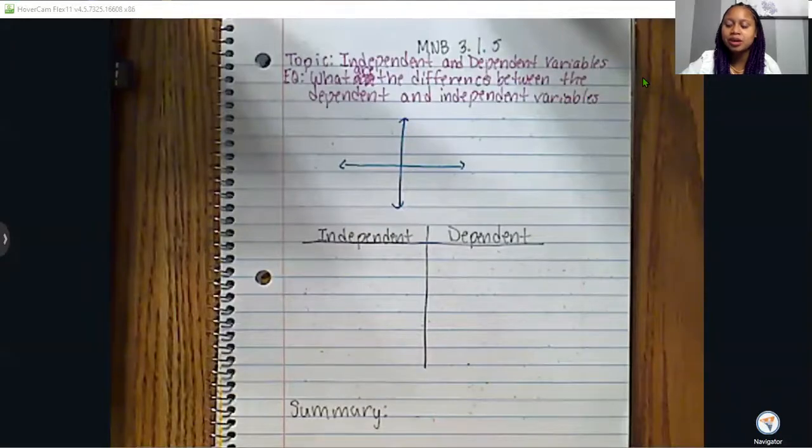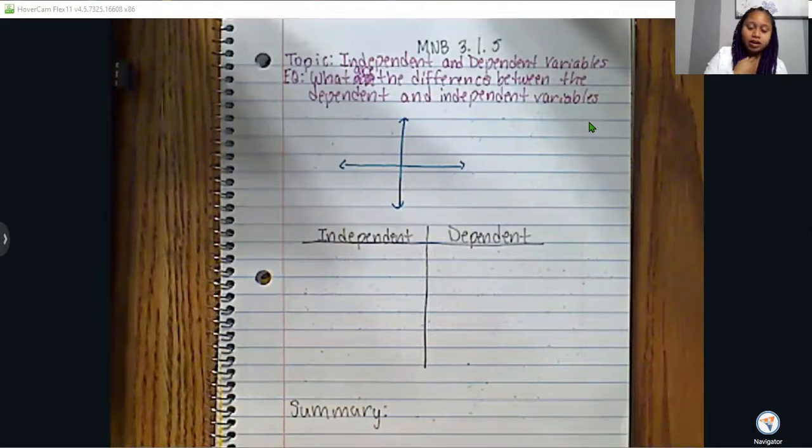Hello, so today we are going to go over Math Notes Box 3.1.5. Our topic today is independent and dependent variables. Our essential question is, what are the differences between the dependent and independent variables?